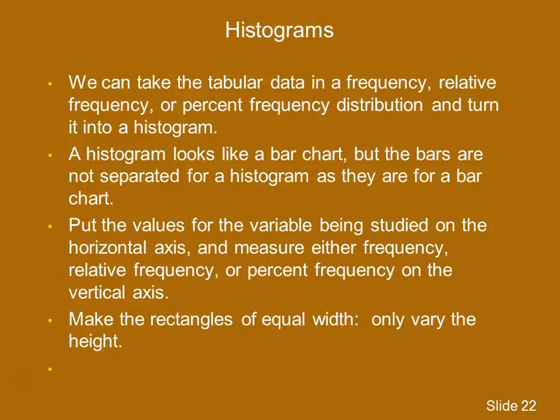Once again, those were examples of tables. Now we can go to graphs. First graph we'll look at is a histogram, which, as I said before, looks very much like a bar chart. But unlike a bar chart where we separate the bars for a categorical variable, we're going to squeeze all the bars together because we've got numeric data on the horizontal axis now. Once again, we can take our data and put it into a frequency histogram, or a relative frequency histogram, or a percent frequency histogram.